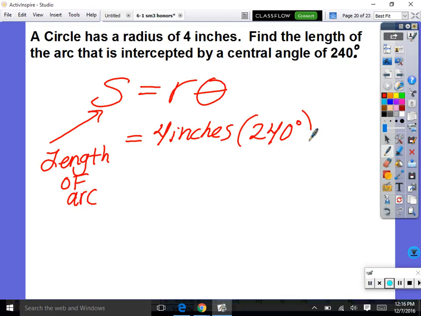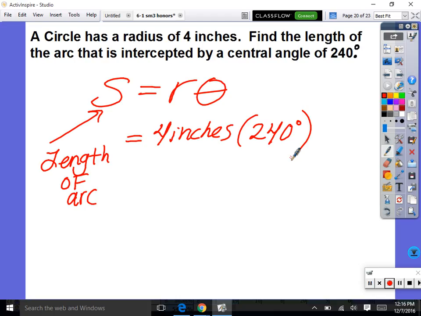Now think about why it makes sense that we would need to convert the 240 degrees to radians. If we type this in right now, we would be doing 240 times 4. That's 960 degree inches, which would be like, what the heck, how many inches is that? 960 degrees worth of inches. That doesn't make very much sense, correct? You see how right now it's in degrees.